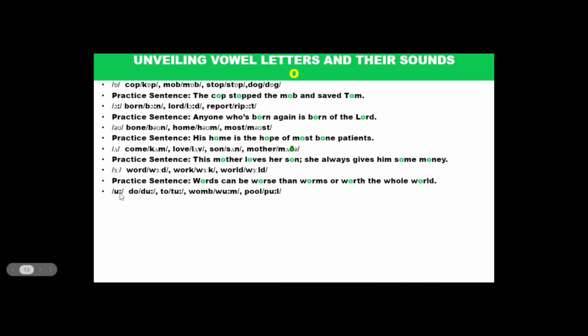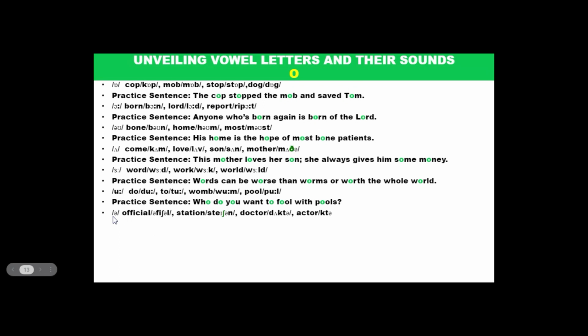The sound "oo" is represented by the vowel letter O in words like do, to, womb, and pool. Practice sentence: Who do you want to fool with pools? Notice the sound of "oo" in who, do, you, to, full, and pools.